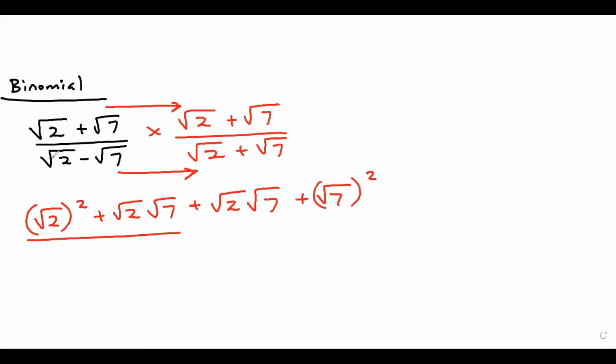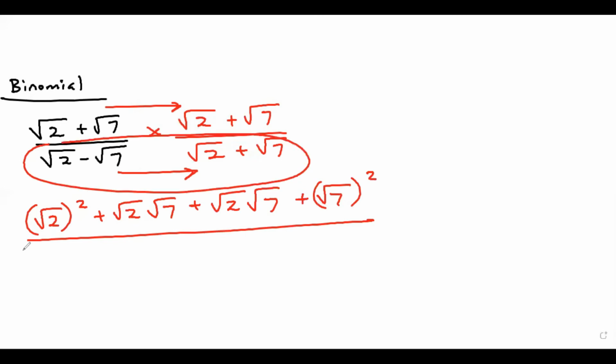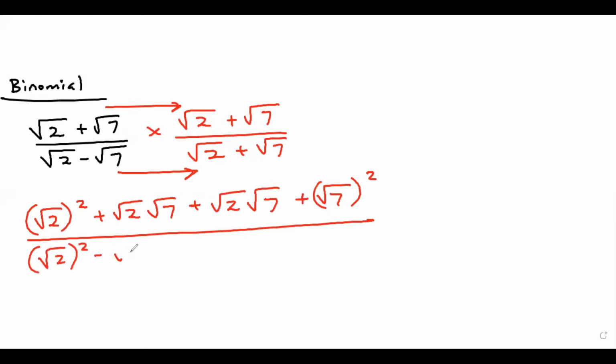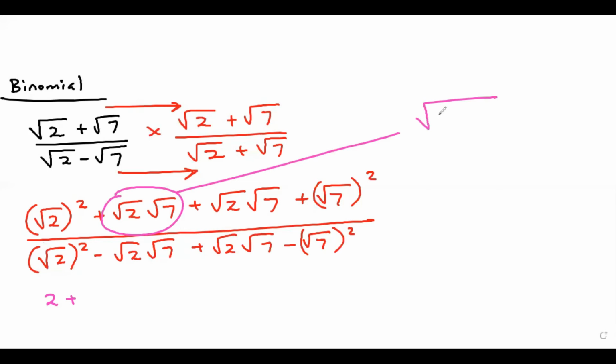Then we do the denominator. So the denominator is a conjugate, so we know that the middle terms would cancel. So we'd have root 2 squared minus root 2 root 7 plus root 2 root 7 minus root 7 squared. So this will give us 2. So we'd have 2 plus, because the orders are the same here, this is technically root 2 times 7, which is root 14. So this and this, root 14.